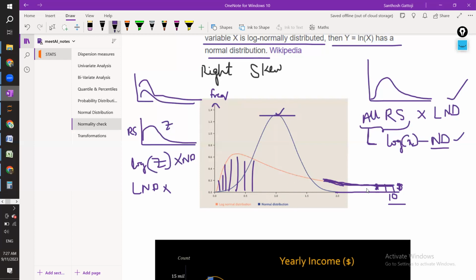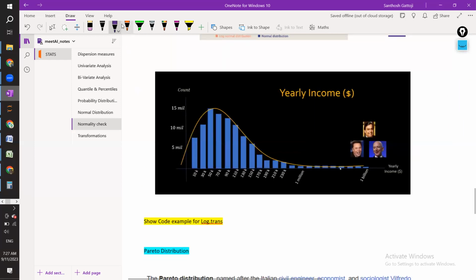Okay, fine. So now we will see the examples. This is practically possible. One famous example is yearly income. Yearly income is actually a log normal distribution. See, usually our salary is like 10k, 30k, mostly around 50k average salary. It has started, and the distribution is what?